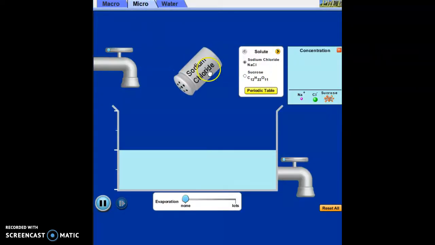Okay, so for this next question, there is a table that's reminding you about the definition of ionic and covalent compounds. You're going to want to review that before you start filling in the third column. Okay, so we're going to start with salt or sodium chloride, and we're going to add a little bit, and we are going to see what happens. Does it break apart or stay together when we put it into the water?